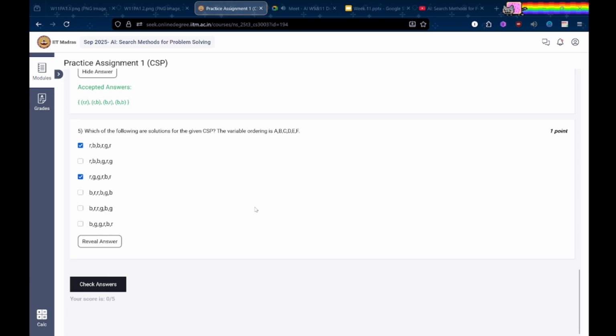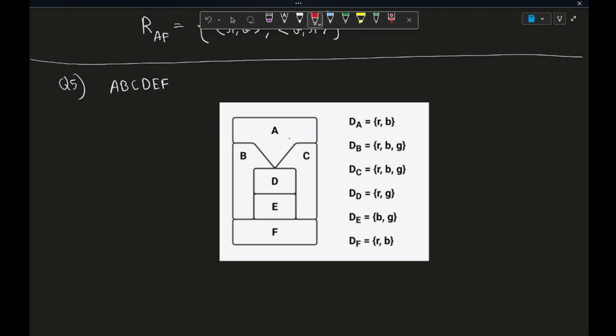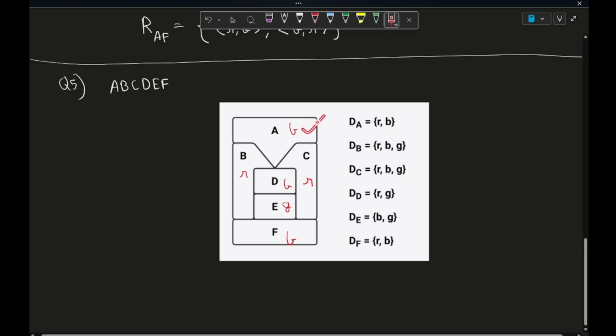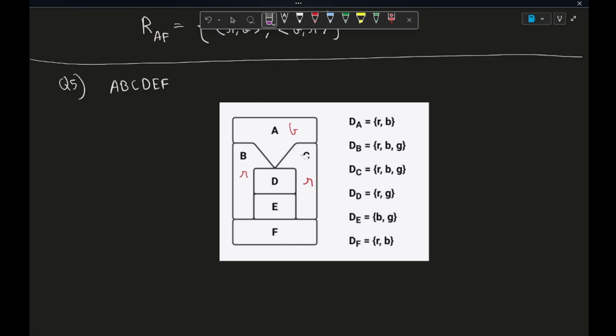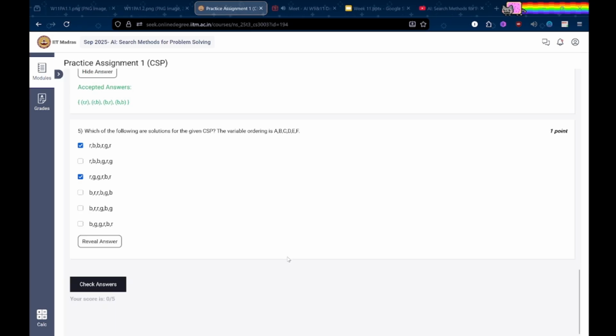Next up is BRR BGB. So this belongs, this belongs, this belongs. This does not belong. B does not occur in the domain of D. So this is not an option. BRR GBG, just change the last three. Now this belongs, this also belongs, but G doesn't belong to the domain of F. So this is also not true.